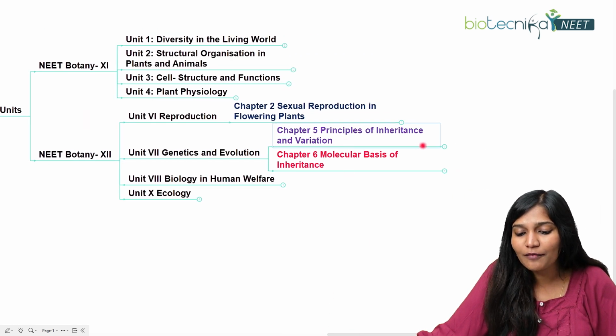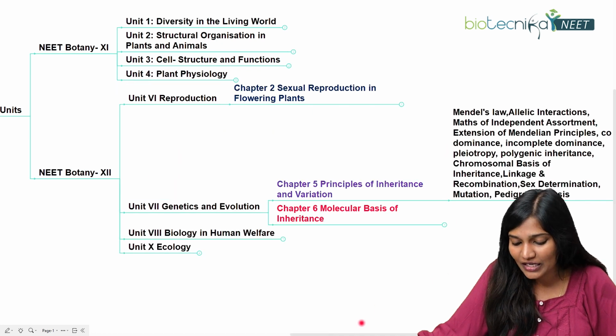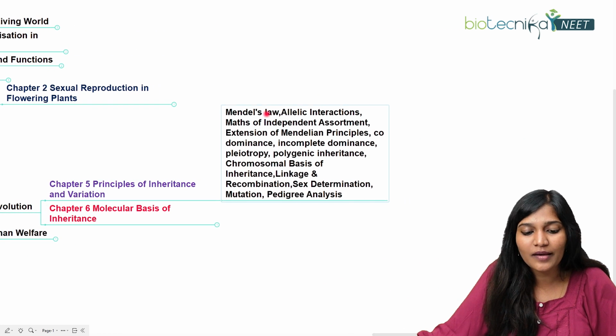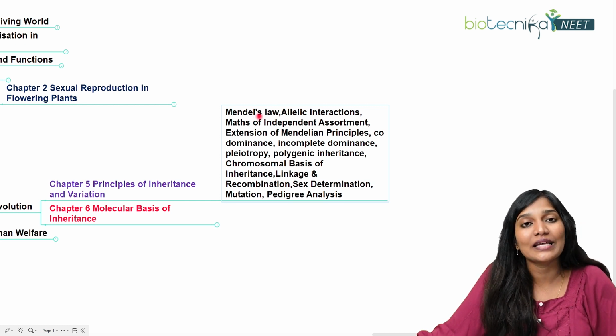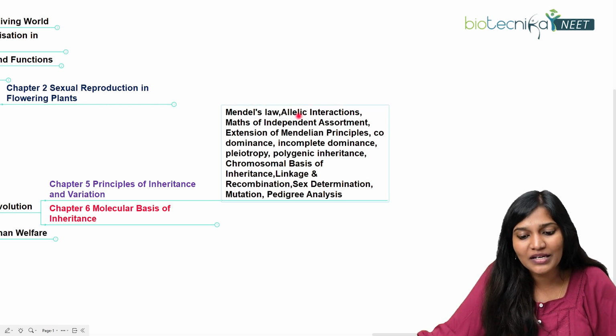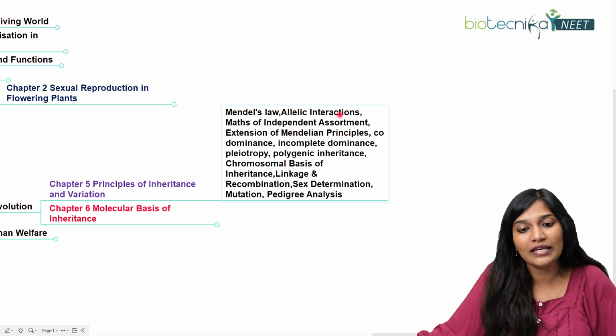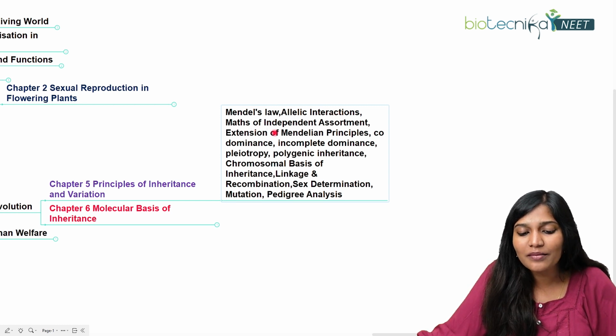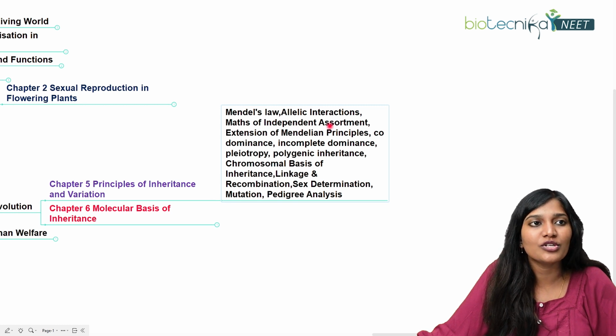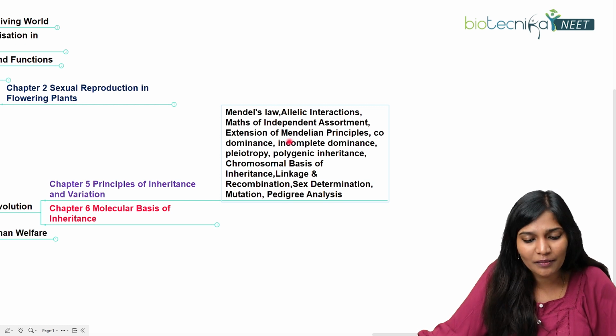So chapter number 5, principles of inheritance and variation. I'm going to tell only very important things. Mendel's law, very important. Law of dominance, law of segregation, law of independent assortment, and allelic interactions, intra-allelic interaction and inter-allelic interactions. And what is the maths of independent assortment? You should know how to calculate the phenotypic ratio and the genotypic ratio.